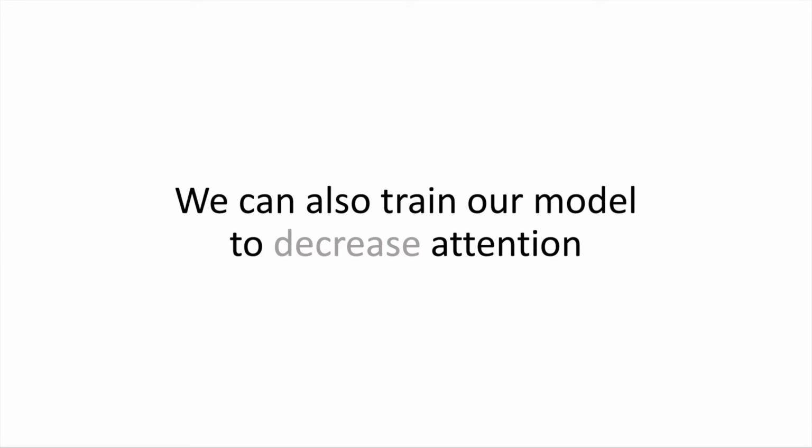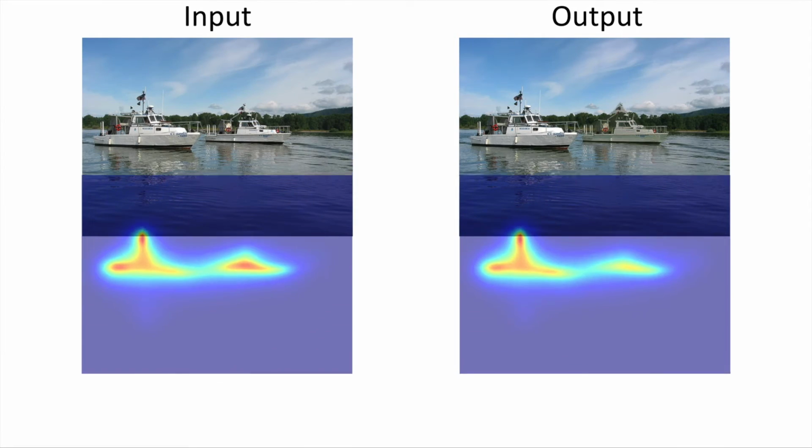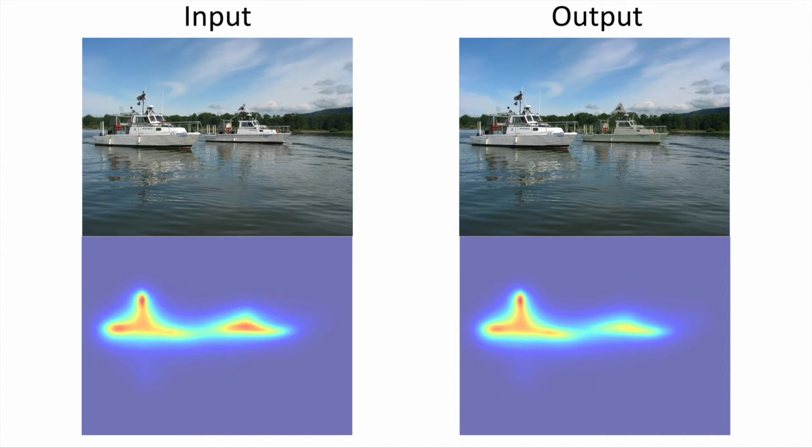We can also train our model to decrease attention with an extra pair of network heads and a tweak to the objective function. Here we see the rightmost boat becoming less attention capturing. This approach is useful for attenuating distractors in photographs.